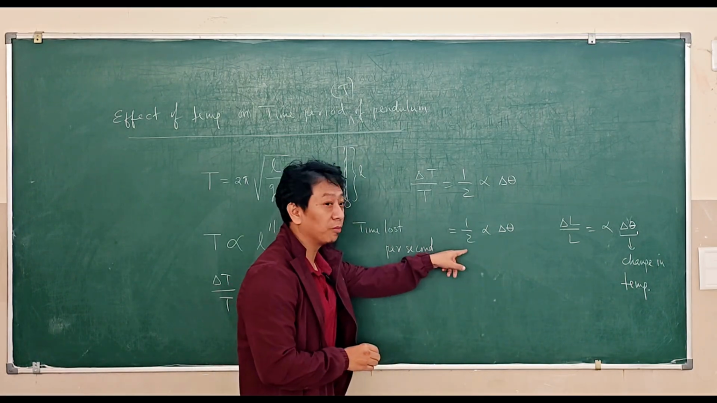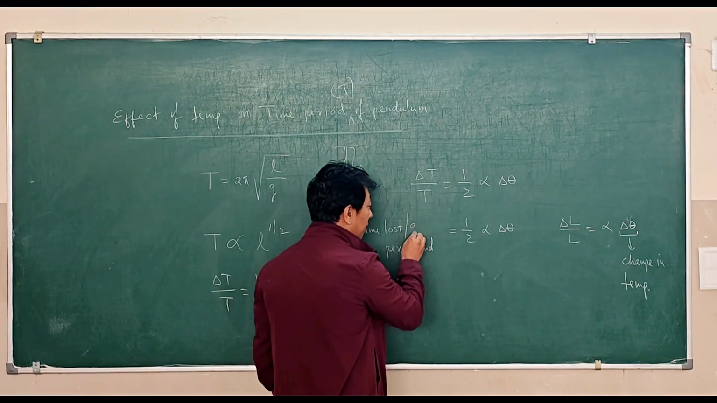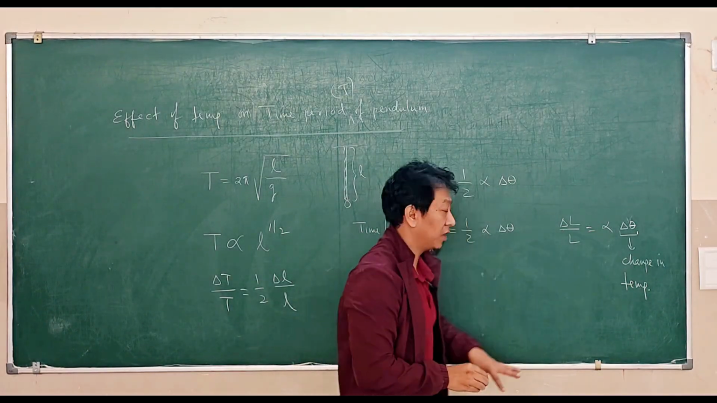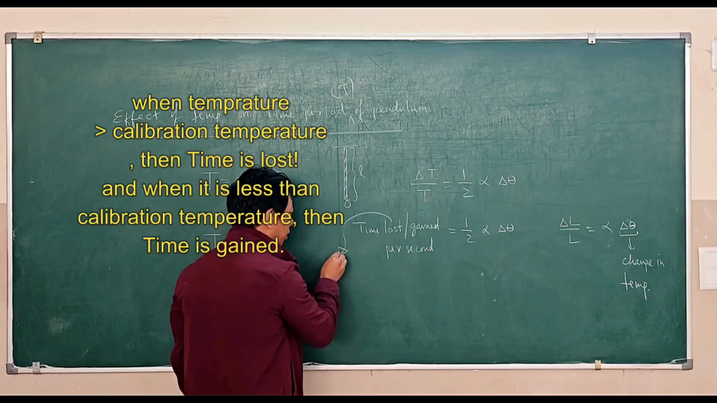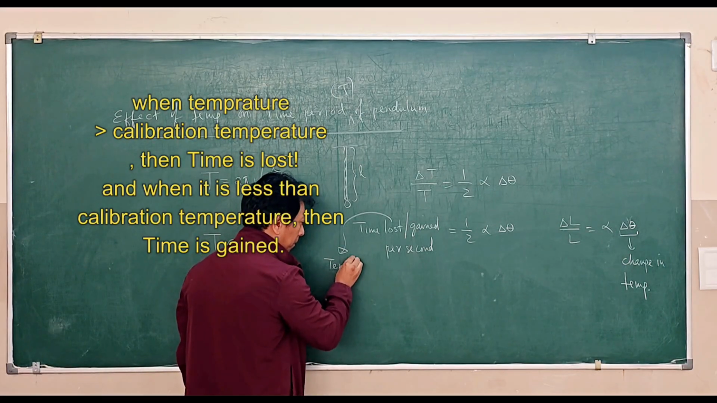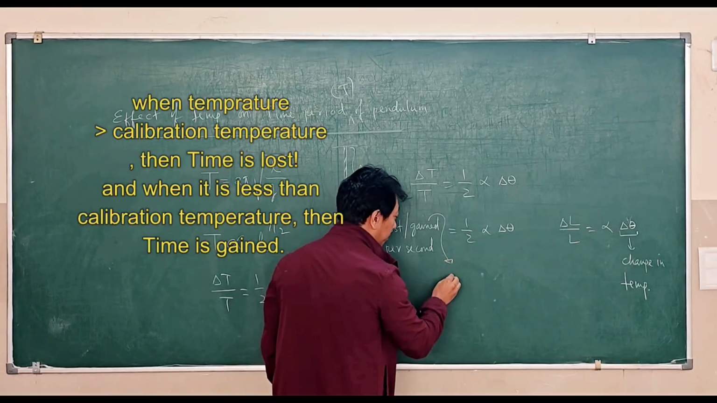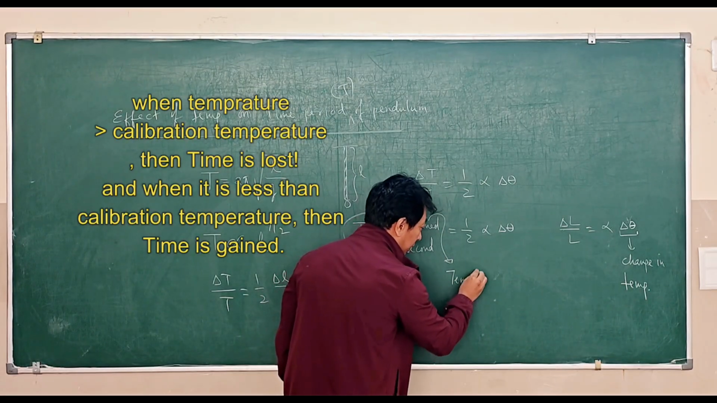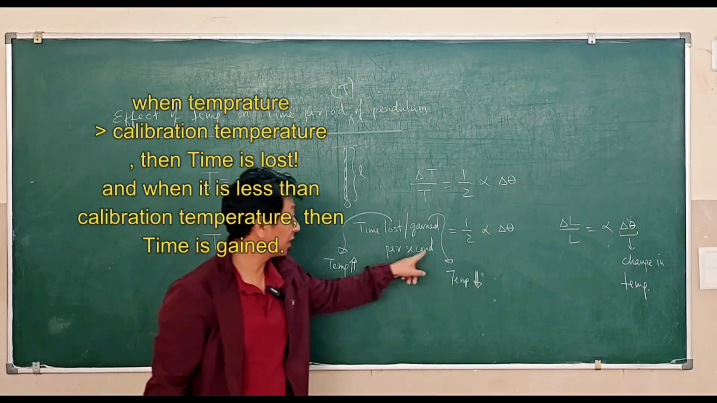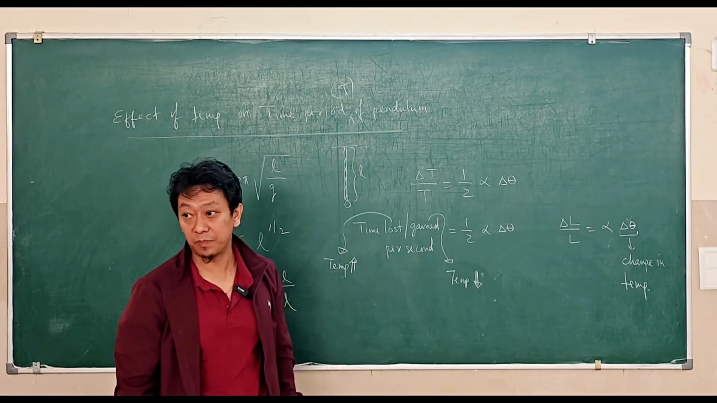So this is also the formula for what? Time lost or time gained, whether temperature increases or decreases. Lost you should say when temperature increases. Gain you should say when temperature decreases. So this is for 1 second, per second, because you are dividing by time period.